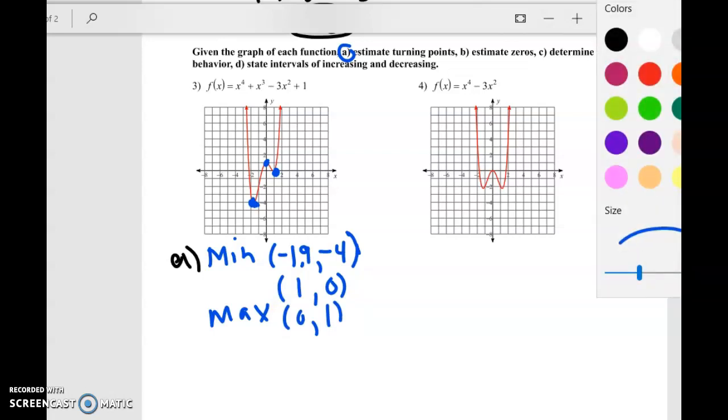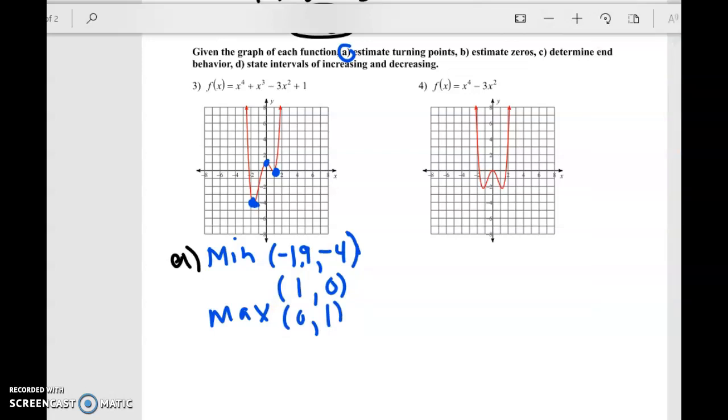And then part B says estimate the zeros. So part B, zeros are X-intercepts. So I got one here. It looks like -2.2 maybe. And I got one that's also my minimum. So my zeros, we'll just say -2.2. And then my other zero at 1, 0.